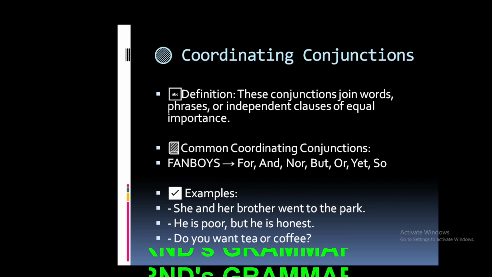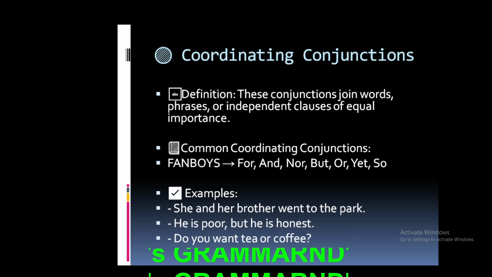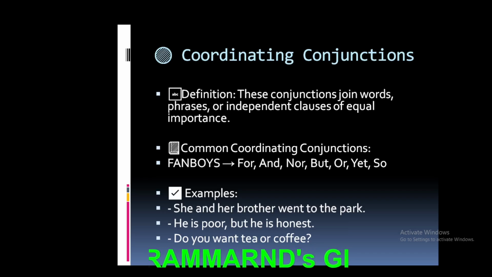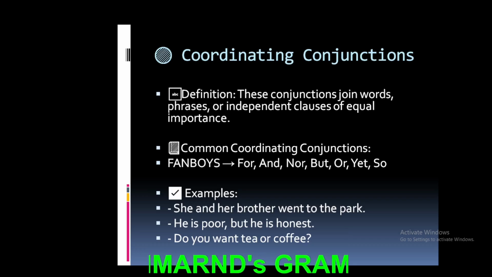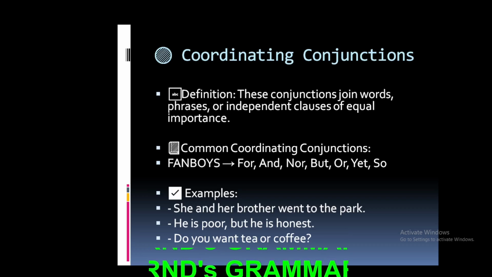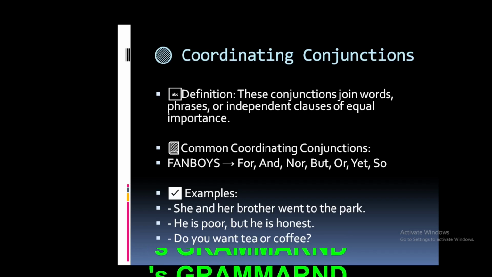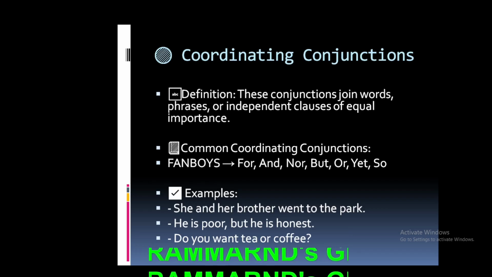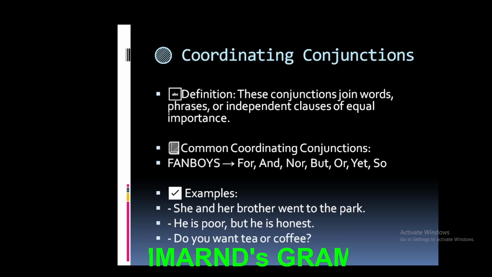Third example, do you want tea or coffee? Here tea or coffee are two alternatives joined by or. You can also say or is an alternating conjunction, used when two options are given. So students, these are very easy and first-hand guide and explanation for using coordinating conjunctions for the lower classes.